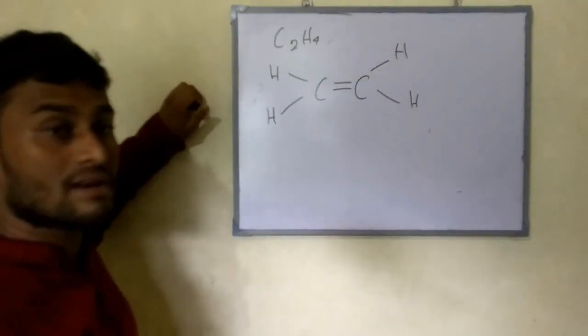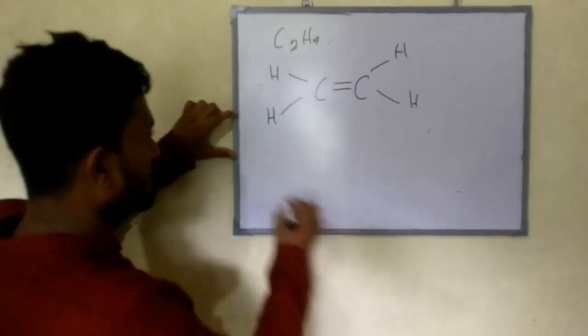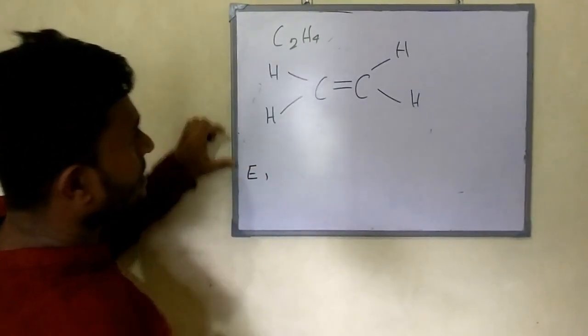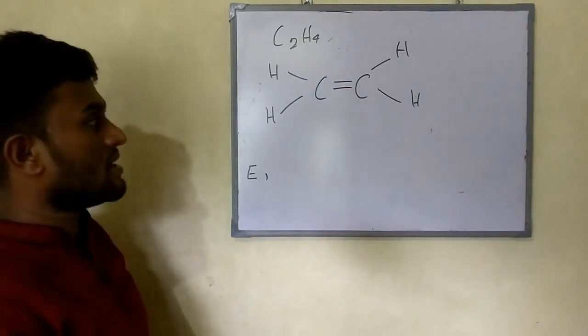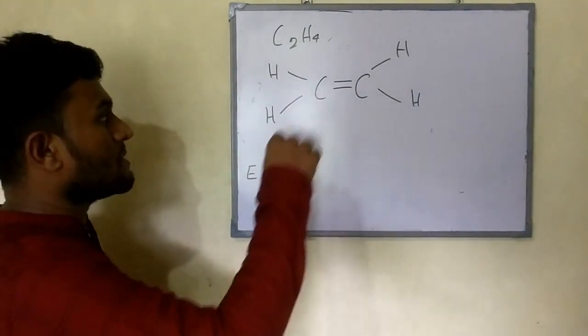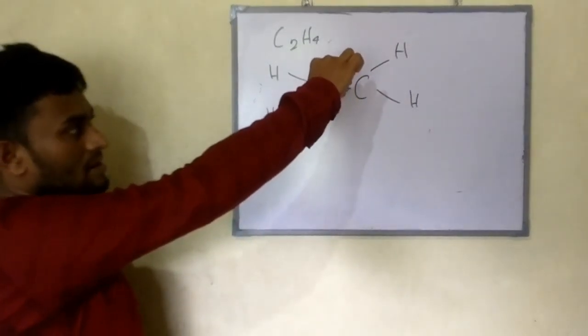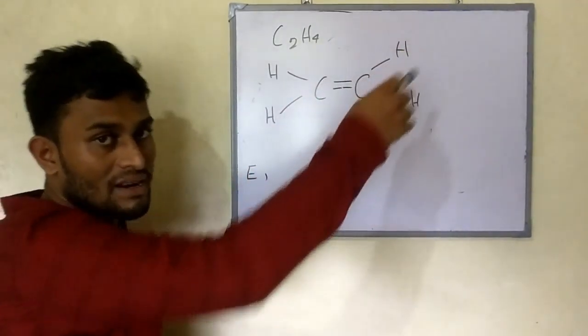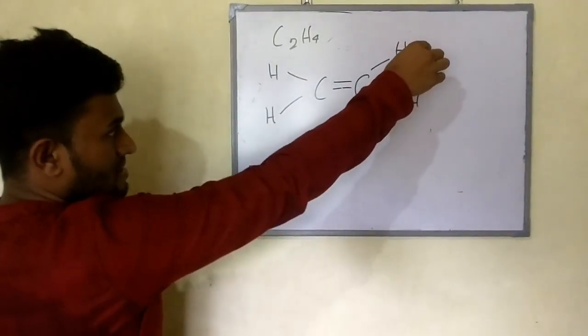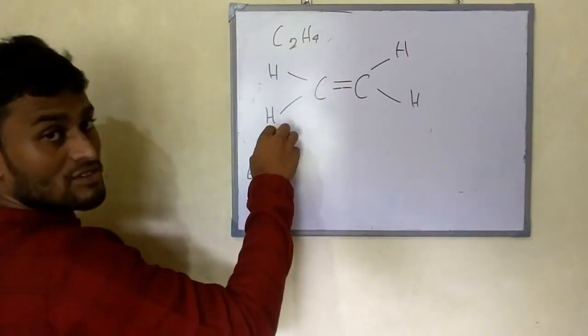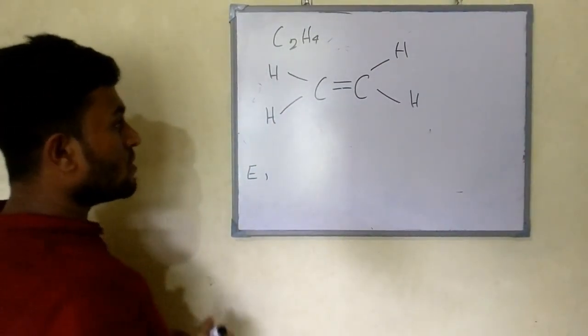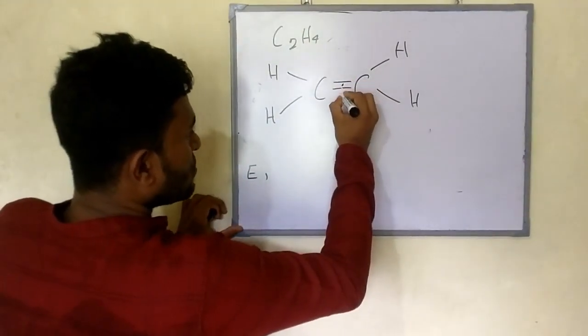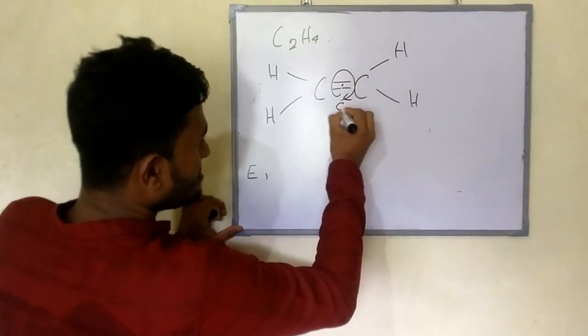And if you see the symmetry operations, E is possible. Then first you want to see the proper axis through the middle. Here this is the middle, and you can rotate the molecule easily by 180 degrees. This H will come here, this H will go there. So this is one axis, this is C2.